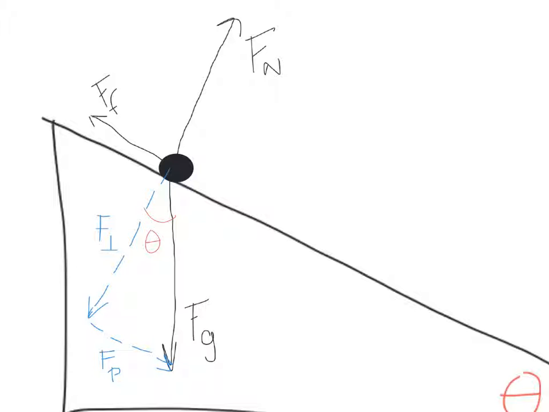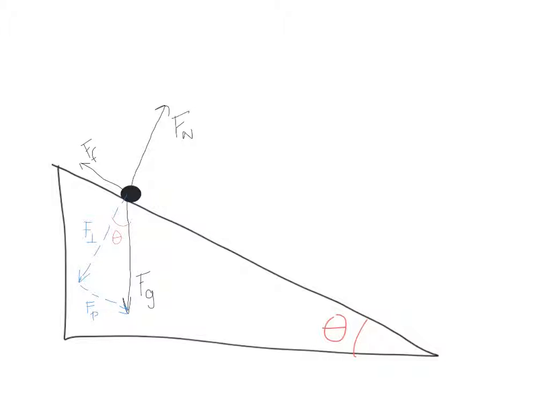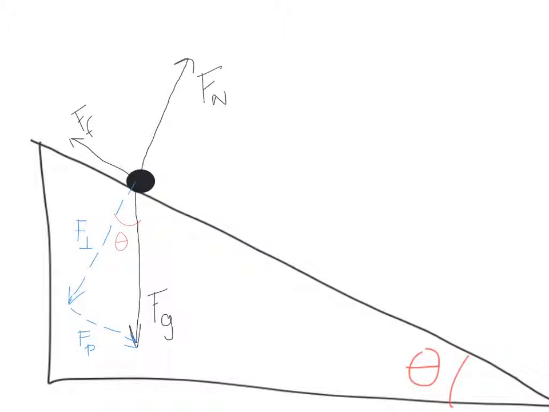We also learned that theta, the angle of the incline here, is equal to that angle there, as we showed yesterday. So what we need to do now is determine an equation to find Fp and F perpendicular using Fg and theta. So it's just going to be basic trig here. Let's take a moment and develop this together.